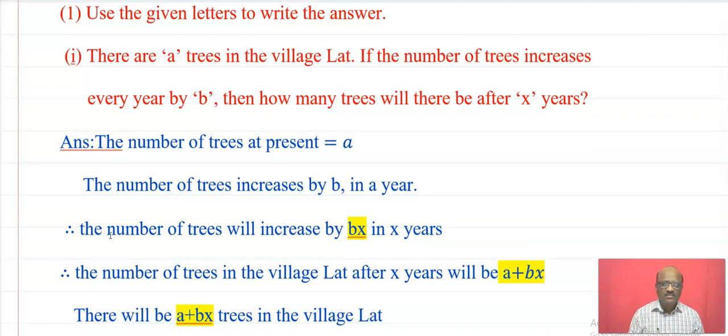Therefore the number of the trees will be increased by b into x in x years.